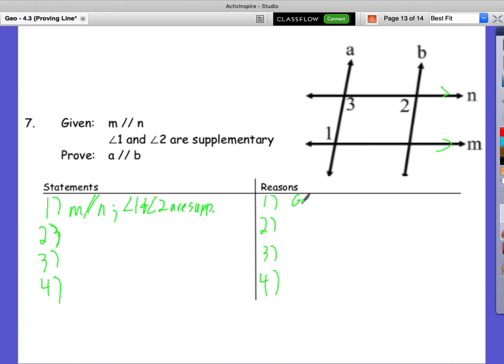That is given. Thank you, Graydon. Appreciate the help. Now we know we're going to be finishing off with our last statement being A is parallel to B, okay? And because we have all of our givens in one, we only have 4 statements rather than 5, okay?